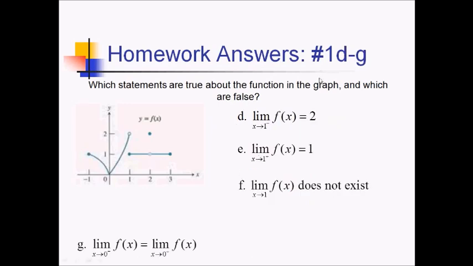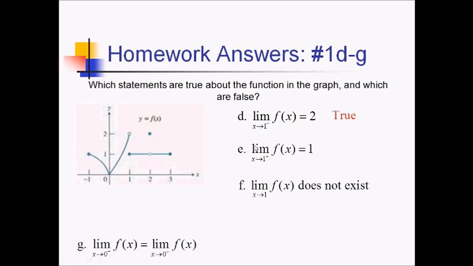Now we're doing parts D through G of that true-false question. So for part D, limit as x approaches 1 from the left side is what that is saying. They're saying it's 2. So here's the x value 1, and as we approach this from the left side like so, are we approaching the y value 2? Well, we are. So that is a true statement.